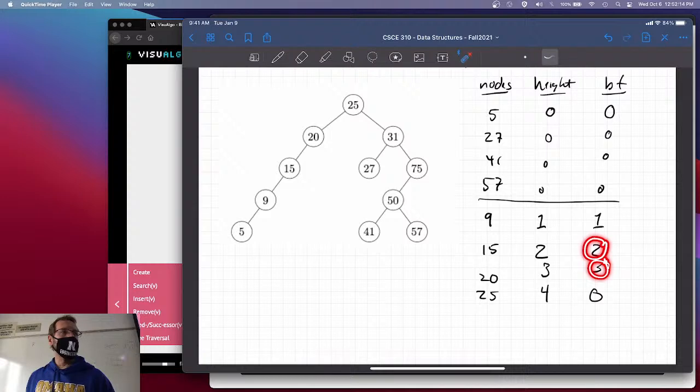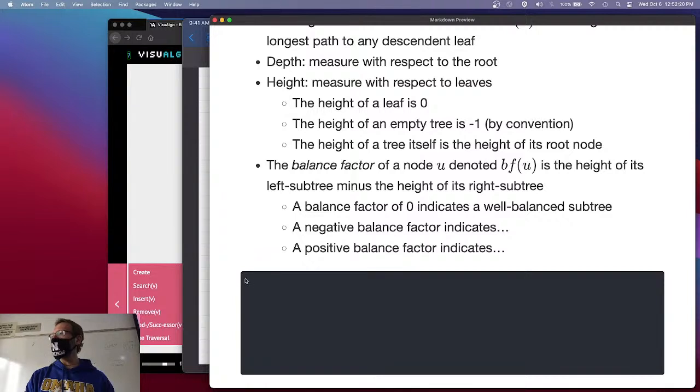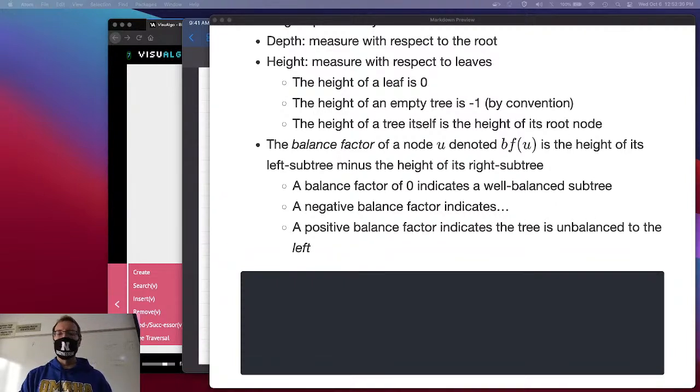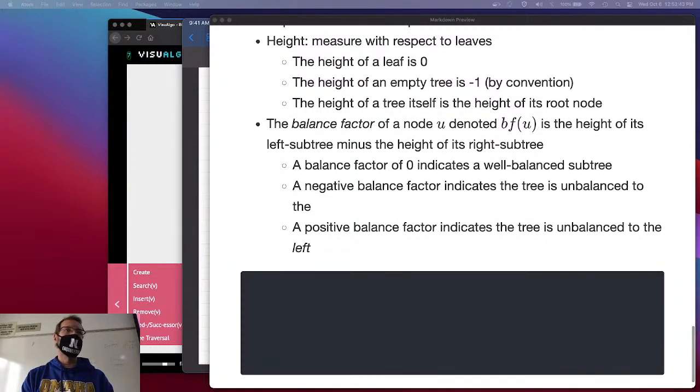15 is skewed to the left. 9 is skewed to the left. Do you see the pattern here? If you have a positive balance factor, that indicates the tree is unbalanced to the left. All right? So, by process of elimination here, a negative balance factor indicates the tree is unbalanced to the right.